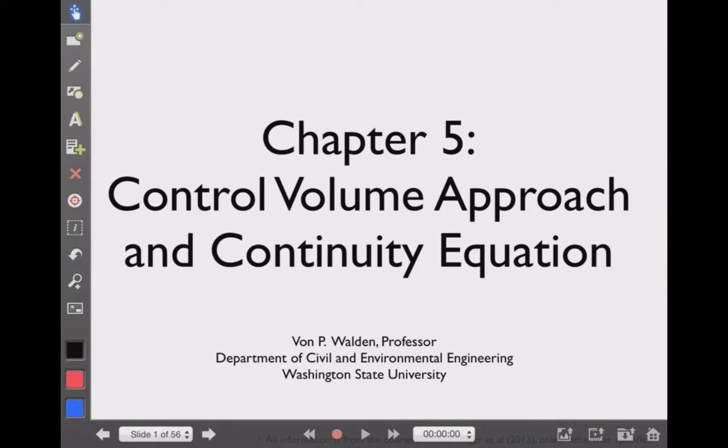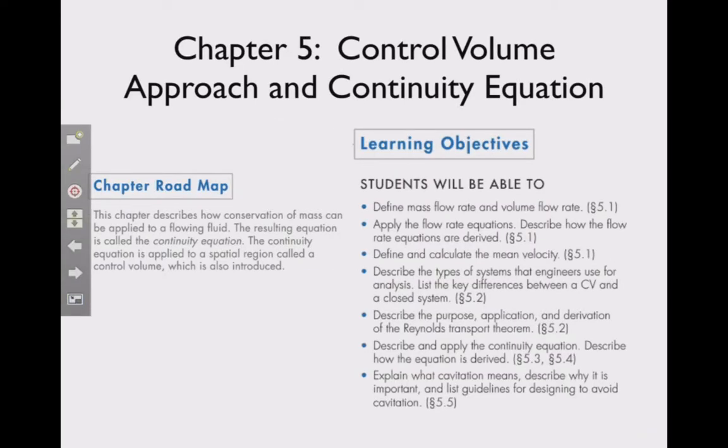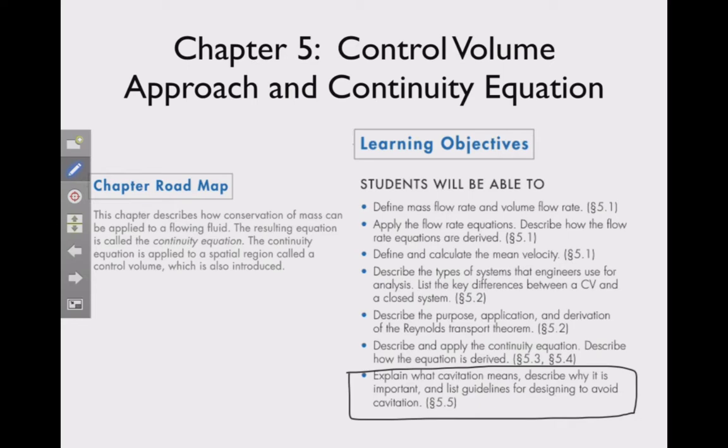Our final section for Chapter 5 on control volume approach and continuity equation is about cavitation. Cavitation is a process that occurs when the pressure decreases dramatically within a flow regime, say in a pipe or around a propeller. There are a number of different applications.